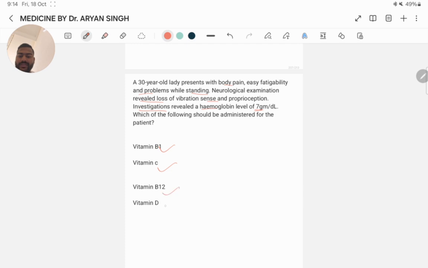Options: vitamin B1, C, B12, and D. Here B12 is administered, because vitamin B12 (cobalamin) deficiency can lead to neurological symptoms and anemia, which are consistent with the patient's presentation. The neurological symptoms include loss of vibration sense and proprioception, characteristic neurological complications that can occur due to the deficiency of vitamin B12.